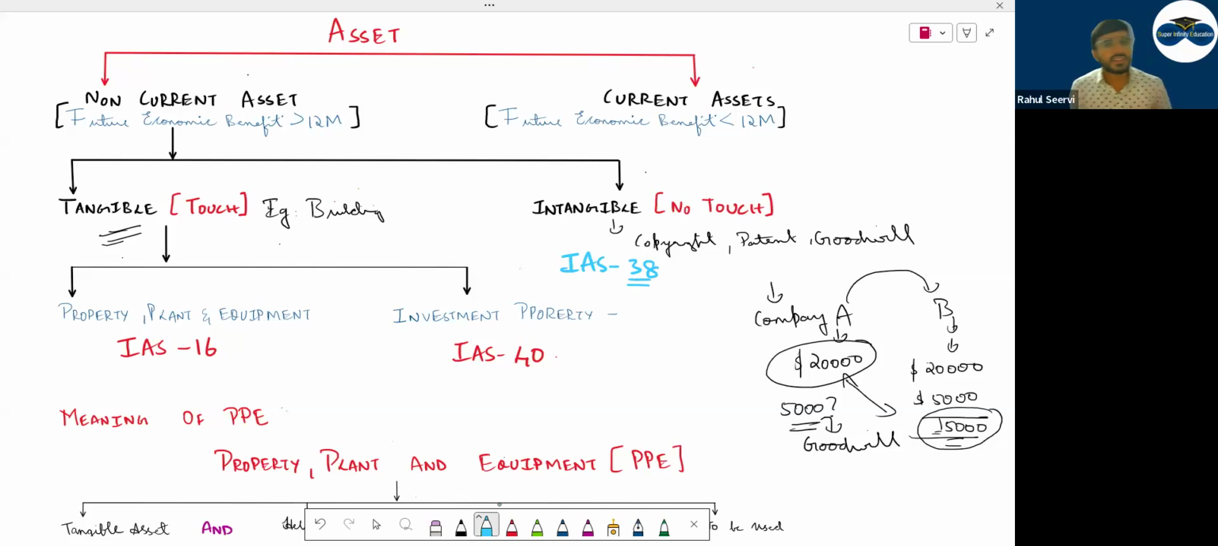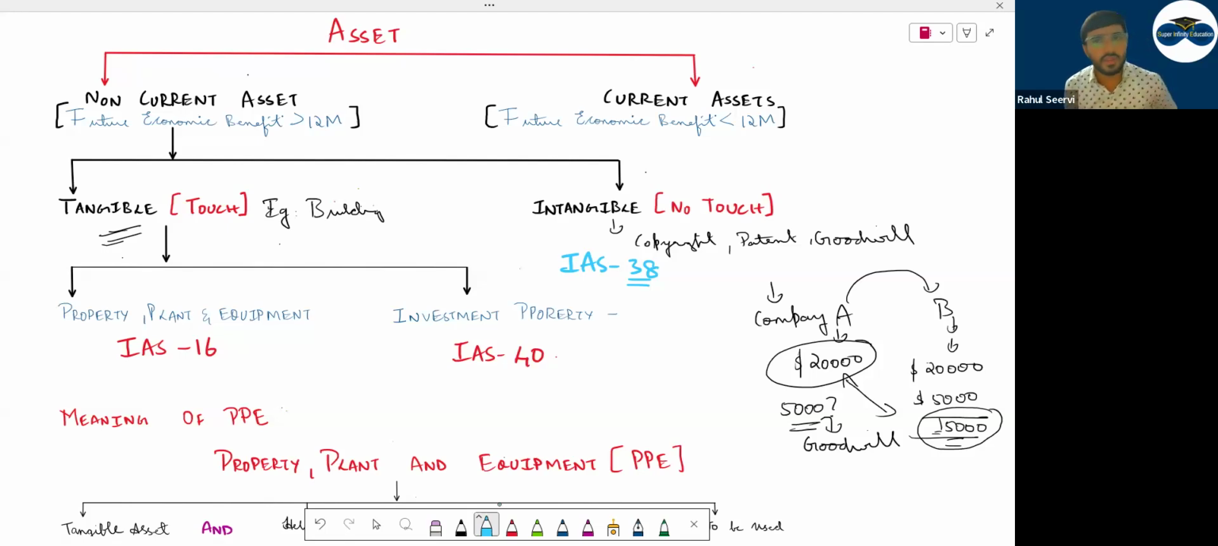IAS 38, intangible asset. Now, IAS 16 I will be doing very slowly. Then IAS 40 and IAS 38 we will pick up the pace, because most of the concepts we'll be learning here will be the same there. So if your IAS 16 is clear, IAS 40 will be easy for you, IAS 38 will be easy. If IAS 16, 40, 38 are clear, IAS 36 will be easy and IFRS 5 will be easy. So your Part 1 will be fully easy if you understand IAS 16 properly.